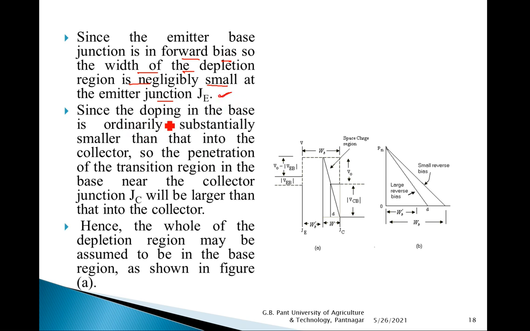Now since the doping of the base is substantially smaller than that of the collector, what happens? The penetration of the transition region in the base near the collector junction JC will be larger than into the collector. Okay, so hence the whole of the depletion region may be assumed to be in the base region, as it is shown in this figure A.